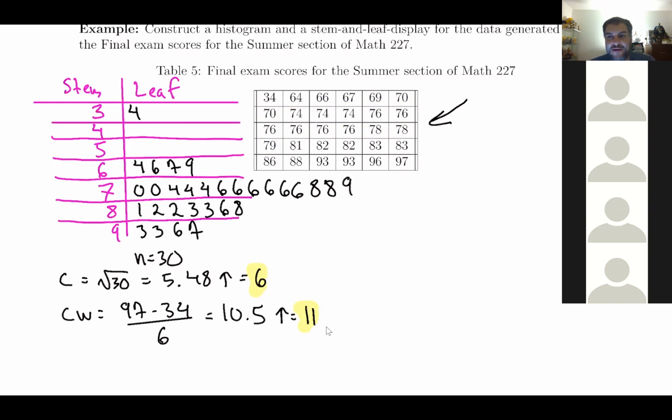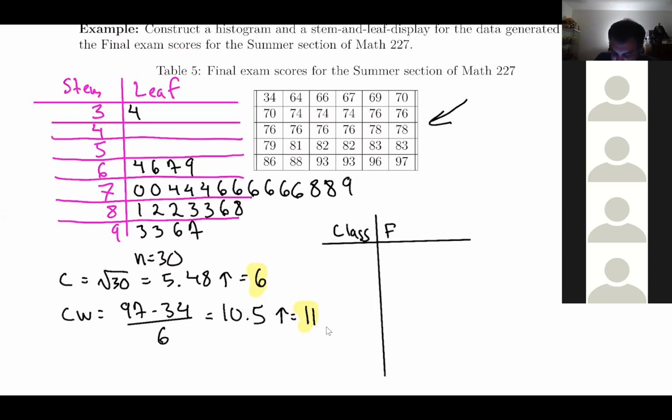All right, so let's do the frequency table. Right here, we'll put class. We'll put frequency.